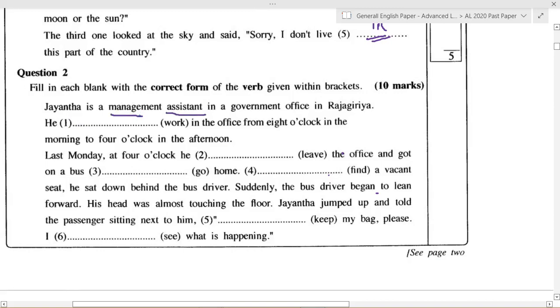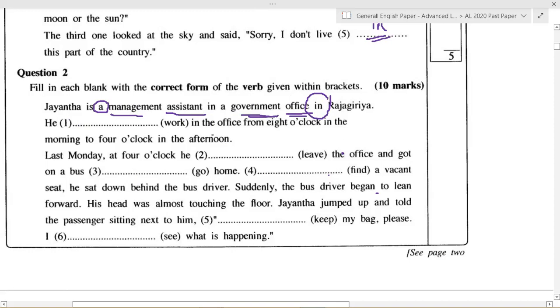Management කියන්නේ කළමනාකරන සහායකයෙක්. Right? In a government office. Government office කියන්නේ රාජ්‍ය කන්තෝරුව, රජයේ කන්තෝරුවක. In රාජගිරිය කියන්නේ නගරයක් කොළඹ තියෙන. In කියලා තමයි අපි ඒකට පාවිච්චි කරන්නේ නිපාතය: in රාජගිරිය, in Colombo, in Kandy, in Puttalama, something like that.